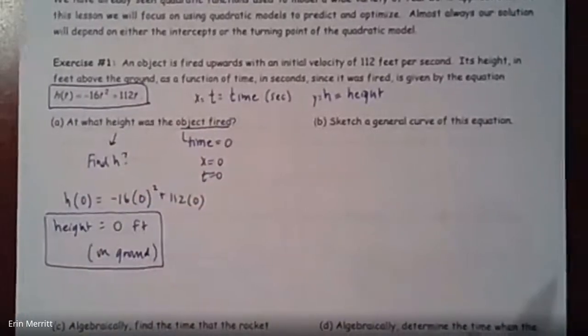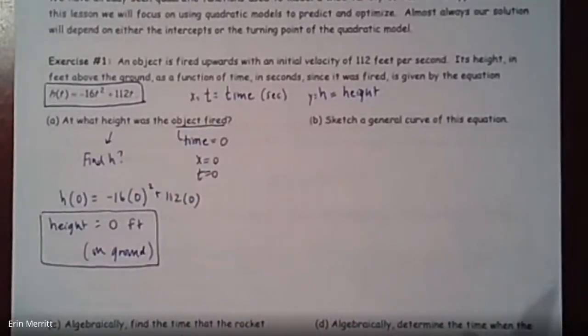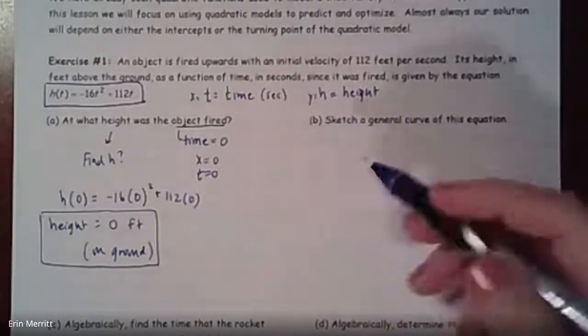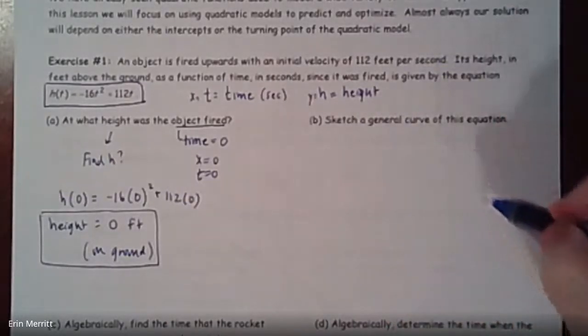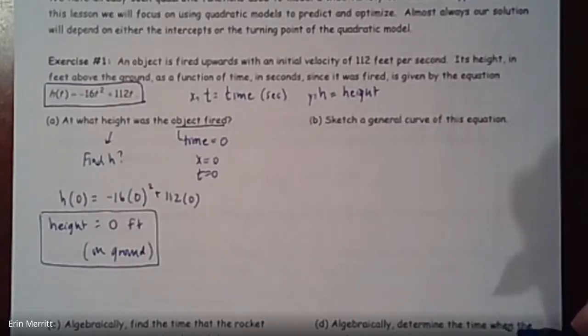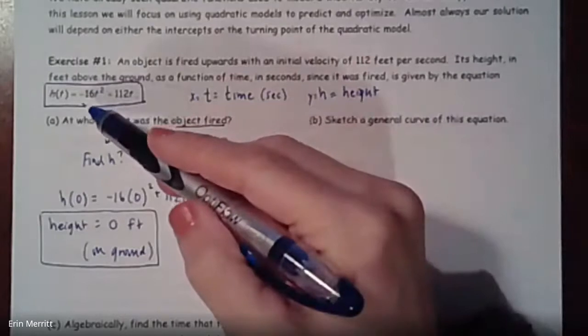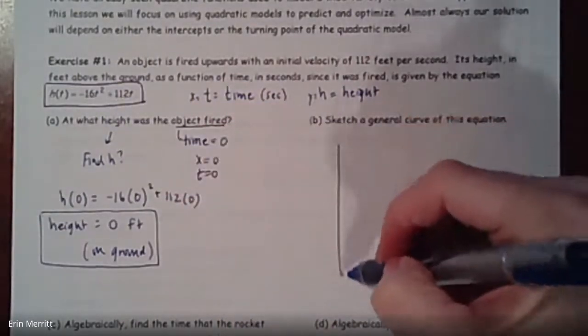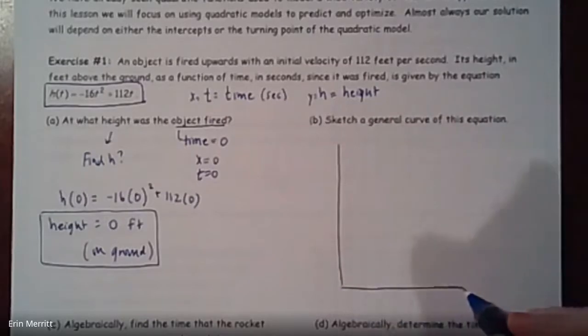All right. Part B, sketch a general curve of the equation. Okay, well, the idea is it's starting on the ground and they're launching it up and then it's coming back down. Right? Could we use our calculator to help us with this? Of course, but you can tell by the fact that it's a negative x squared that it's going to be an upside down parabola right off the bat.